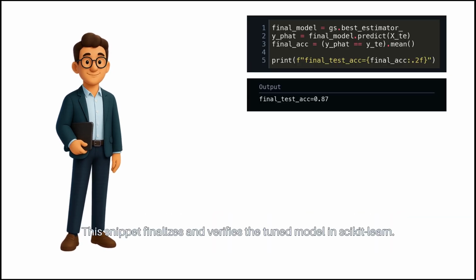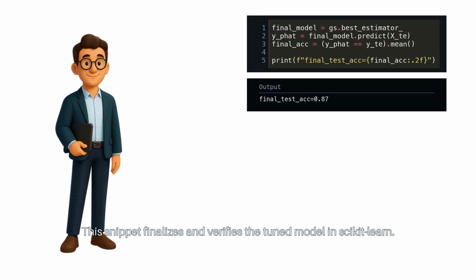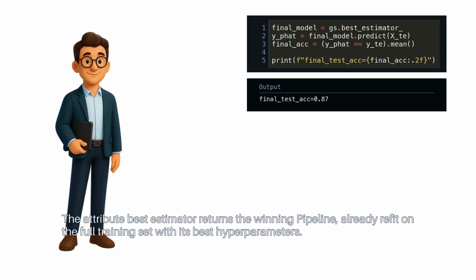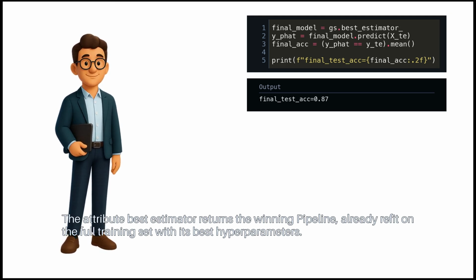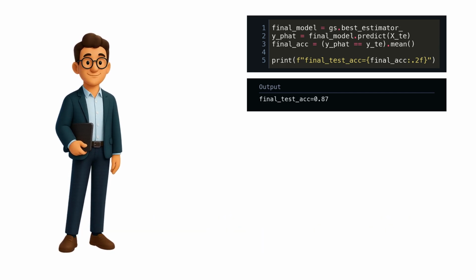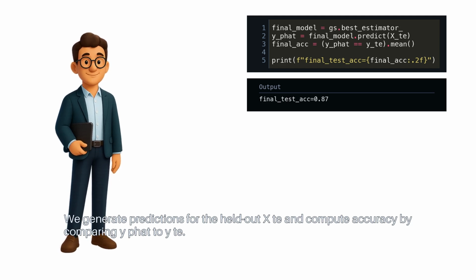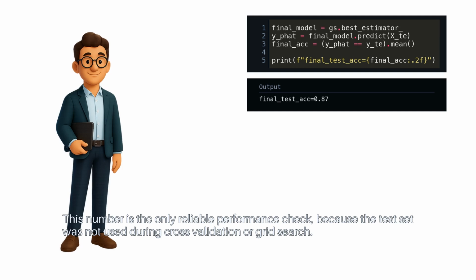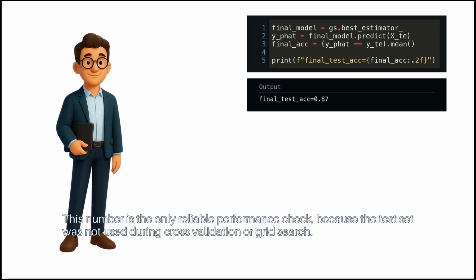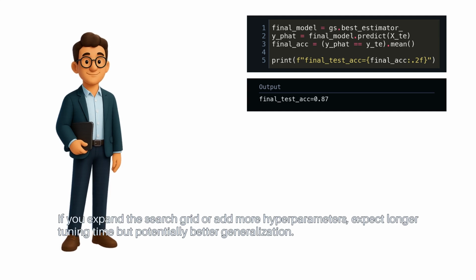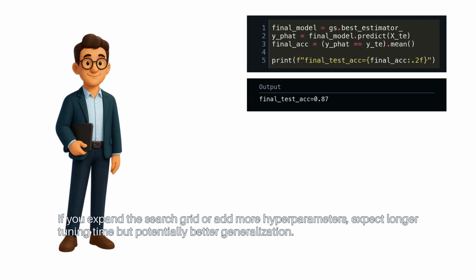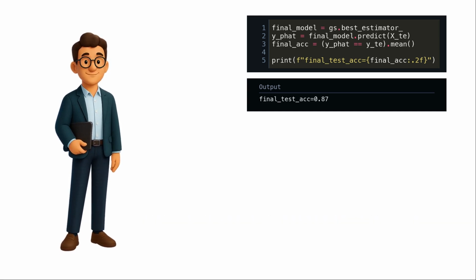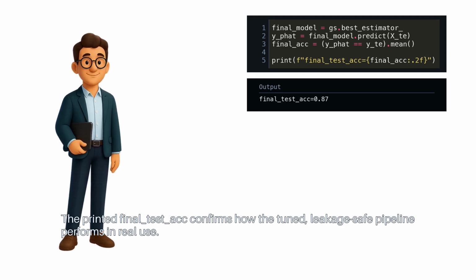This snippet finalizes and verifies the tuned model in scikit-learn. The attribute best_estimator_ returns the winning pipeline, already refit on the full training set with its best hyperparameters. We generate predictions for the held-out X_test and compute accuracy by comparing y_pred to y_test. This number is the only reliable performance check because the test set was not used during cross-validation or grid search. If you expand the search grid or add more hyperparameters, expect longer tuning time but potentially better generalization. The printed final test accuracy confirms how the tuned leakage-safe pipeline performs in real use.